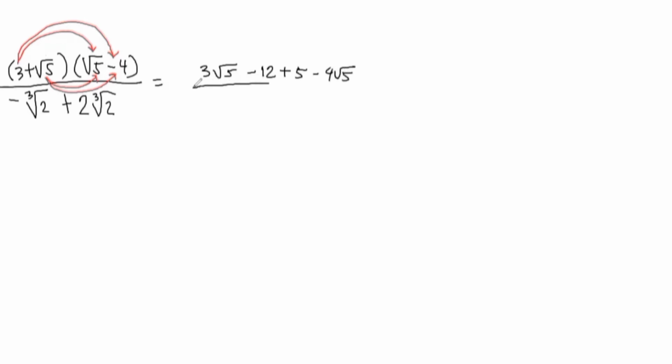And all over, we can already simplify the denominator by simply adding or subtracting them. And this is just negative cube root of 2 plus 2 cube root of 2. We have the same index and same radicand. Hence, we can combine them directly. Okay, so this is just negative 1.